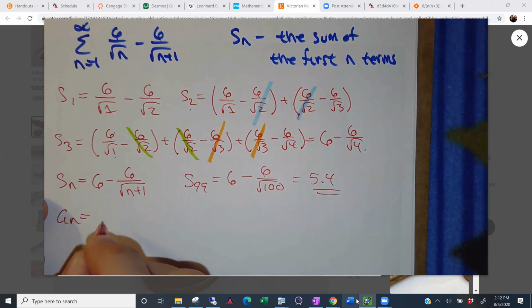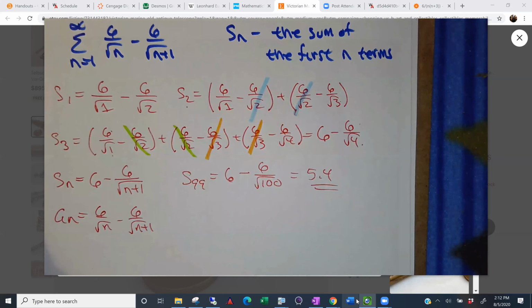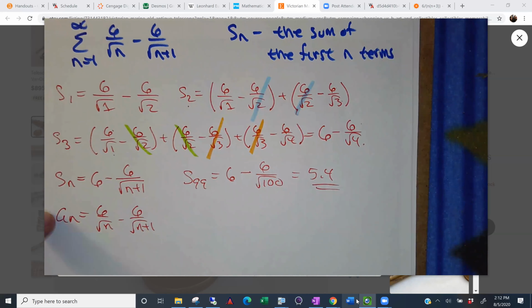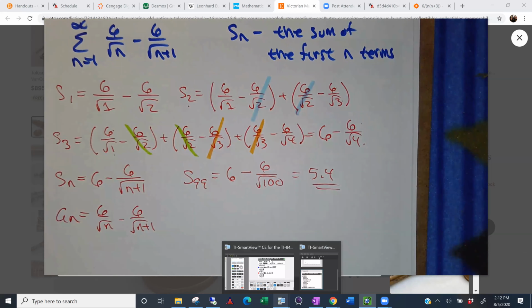Now, A sub n is just going to be these terms, 6 over the square root of n minus 6 over the square root of n plus 1. So we're going to graph both of these. Both of these are going to be input into my calculator. This one will be first, this one will be second. My calculator is in sequential mode.